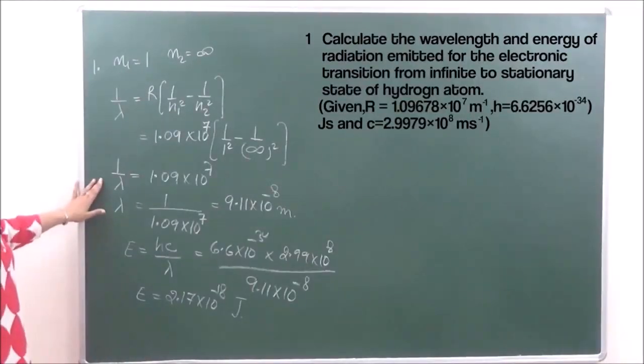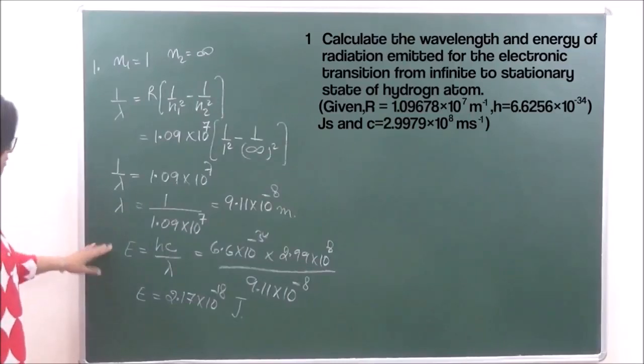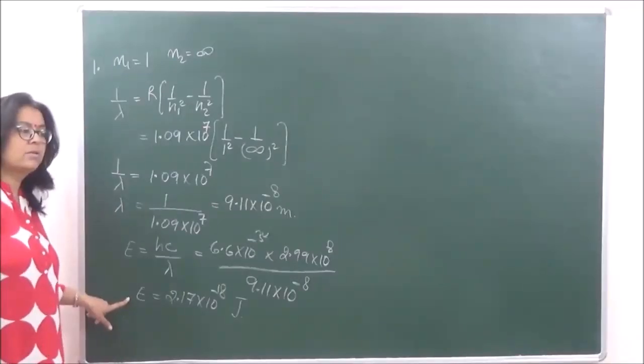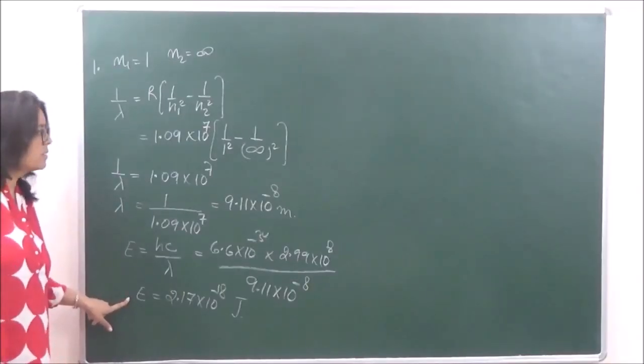So this is how this question had to be done. In the first step, calculate the value of lambda, then put in the value of energy, that is E is equal to hc upon lambda, and you can calculate energy. Right? So this was a simple question.